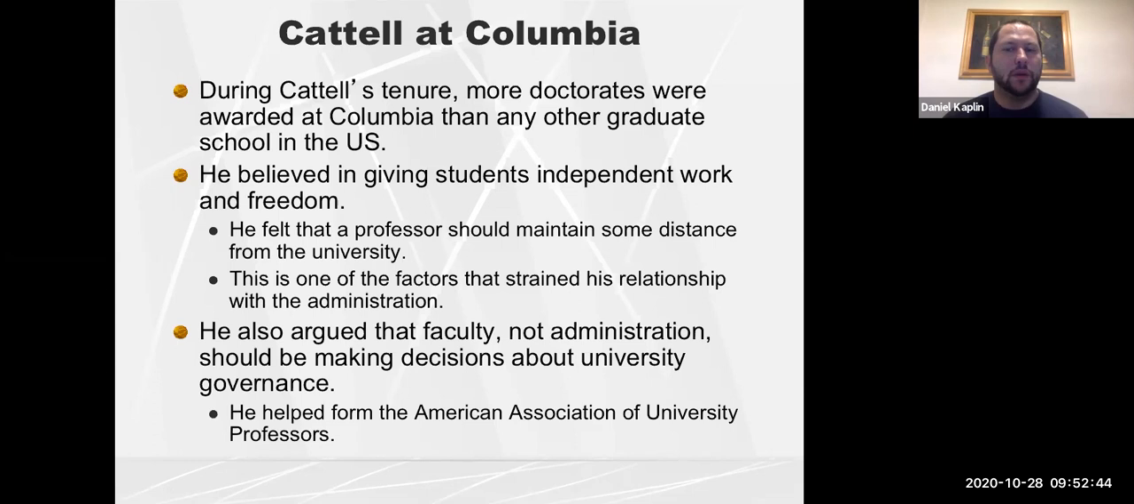To give you an example, the strife between him as a professor at Columbia and the administration ultimately results in him helping form the American Association of University Professors, which is still around today, and their job is to lobby and advocate for the rights of professors. And Cattell's biggest point was that faculty should be making decisions about university governance, not the administration.